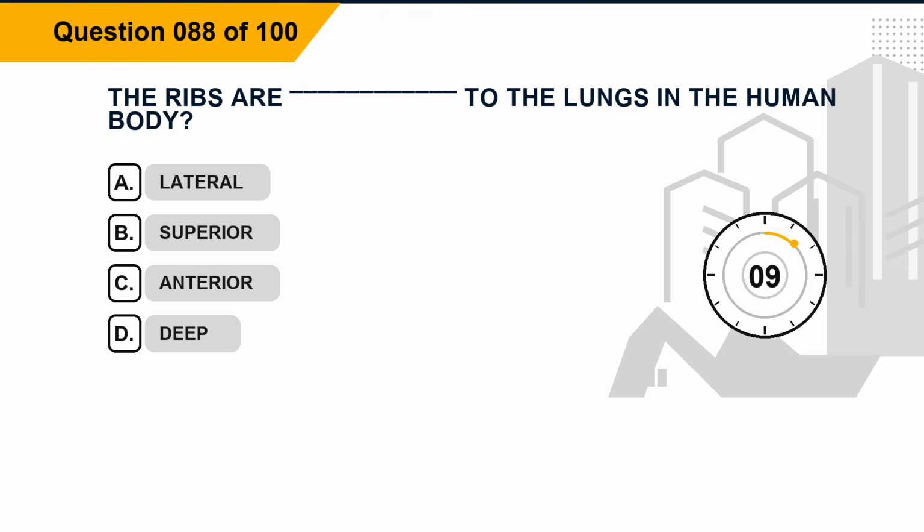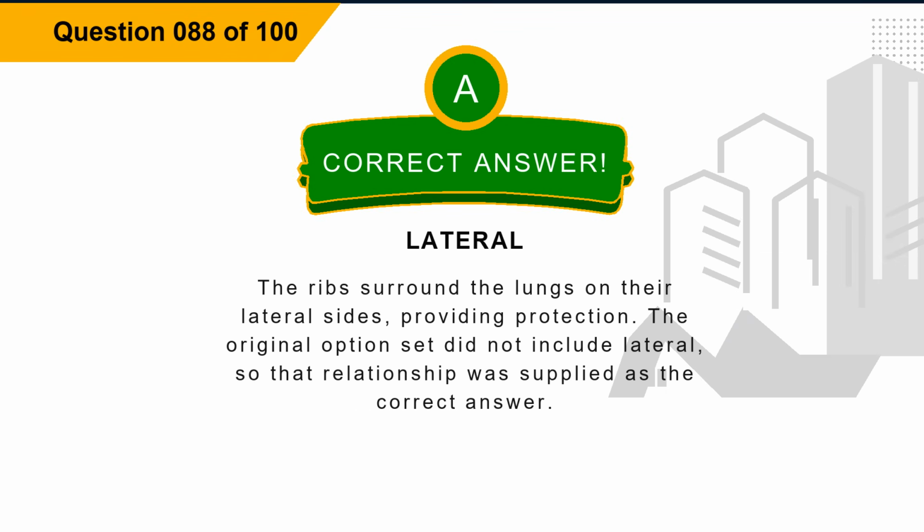Question 88. The ribs are blank to the lungs in the human body. Option A, lateral. Option B, superior. Option C, anterior. Option D, deep. The correct answer is option A, lateral. Explanation. The ribs surround the lungs on their lateral sides, providing protection. The original option set did not include lateral, so that relationship was supplied as the correct answer.